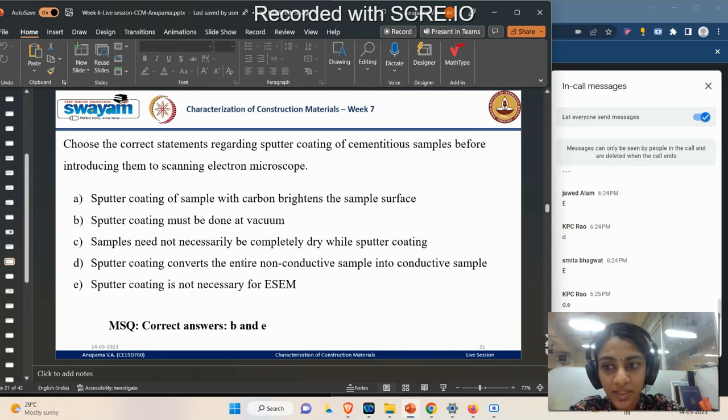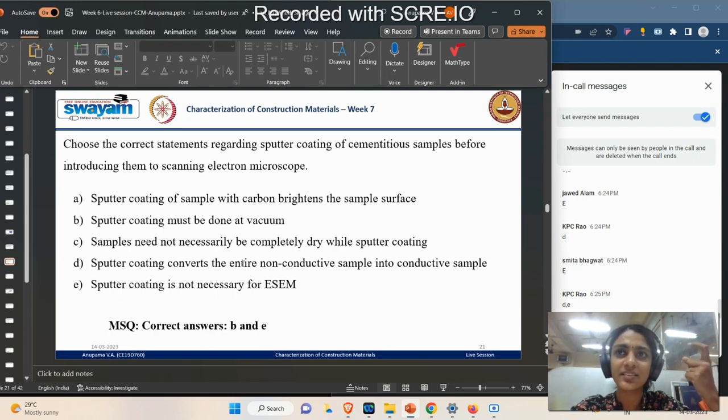Why option B? Sputter coating must be done at vacuum. When you are doing scanning electron microscopy, you can understand that if you book a slot, we have to go like 10-15 minutes prior to our given slot timing, and then we have to apply vacuum. Give the specimen, keep the specimen in the sputter coating vessel, then give the vacuum.